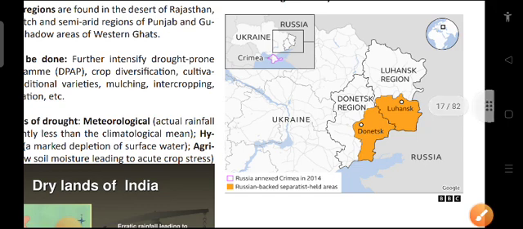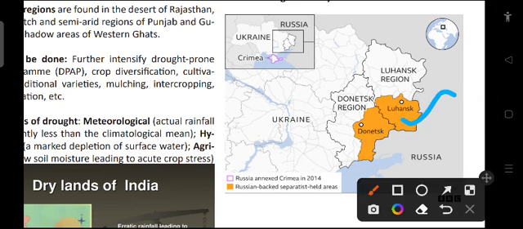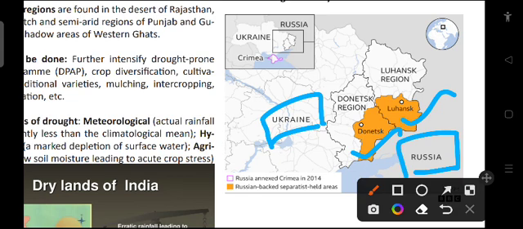So they have given the map. We can just have a look into this. This is Luhansk and this is Donetsk, and Ukraine and Russia. In their border, these two places are located.